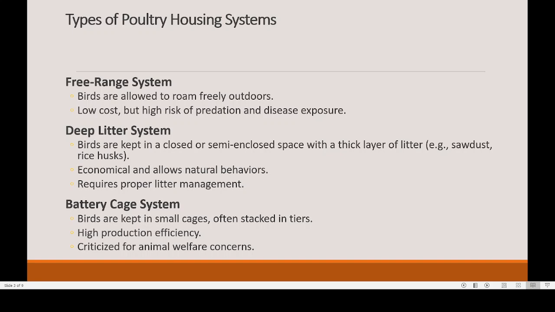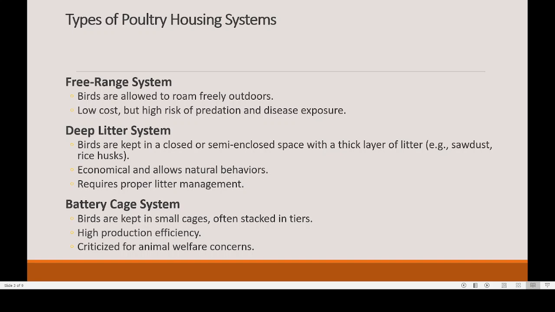Now people are not using it. One reason is that there is no cost involved. We don't need to give the birds any food, because they will simply collect whatever natural prey is available and feed on that. But there is always a risk of predation. Sometimes dogs or foxes will be there. Then disease exposure is there.